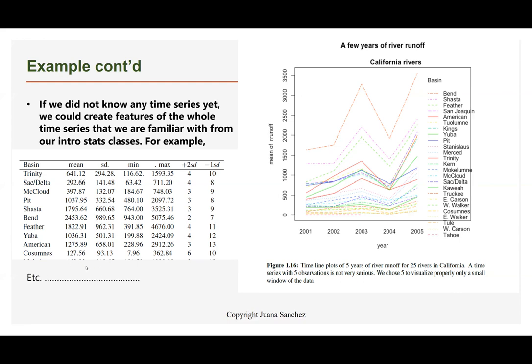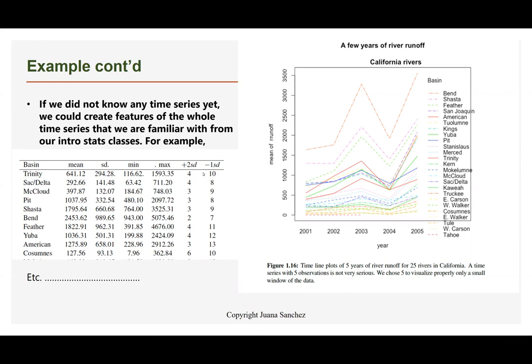Okay, so there are 25 rivers. But this is what people that don't know time series but want to use classification of time series, or maybe prediction based on time series, do. They create features. Features are just the basic summary statistics or some other things that we observe in the time series. And we create a data set that doesn't look anymore like a time series.